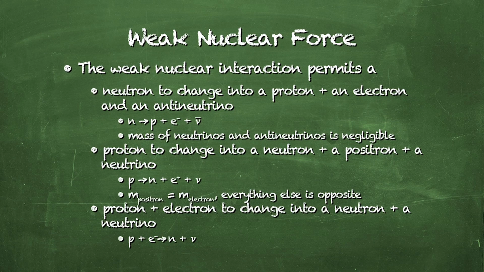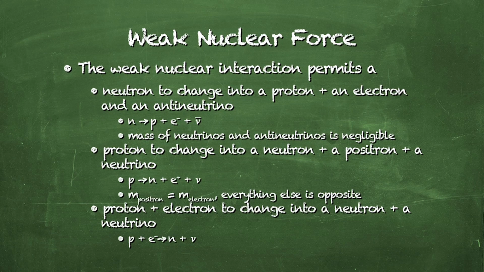So once again, we have 1 unit of charge on either side of the reaction. And the final reaction that we see, due to the weak nuclear interaction, is a proton plus an electron can combine to change into a neutron plus a neutrino. So a proton plus an electron becomes a neutron plus a neutrino.